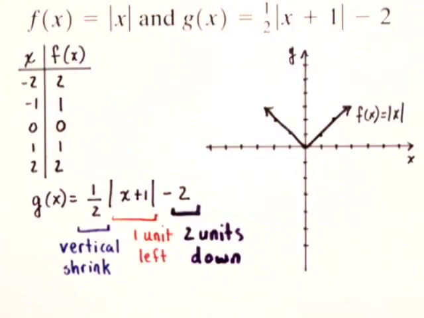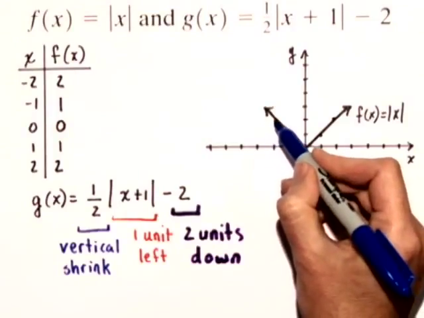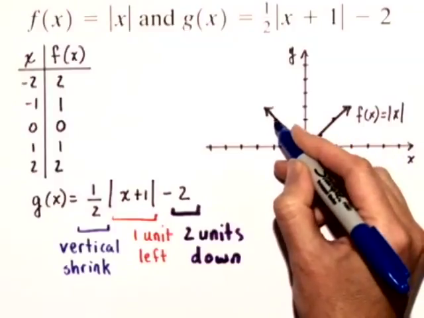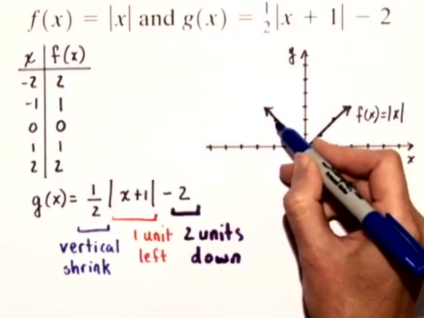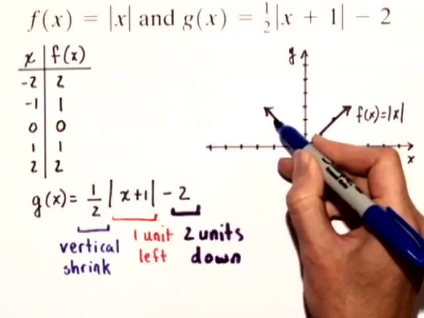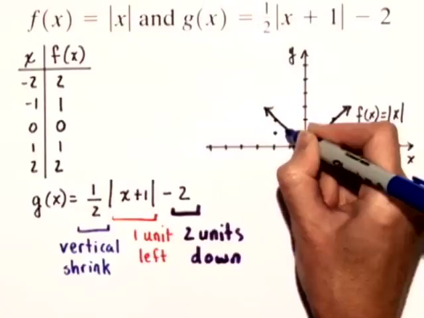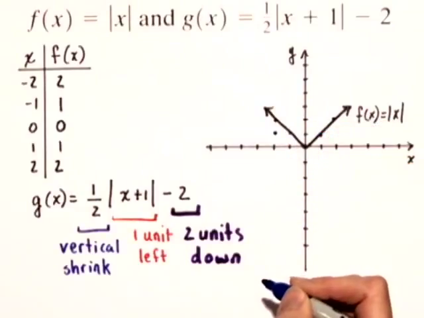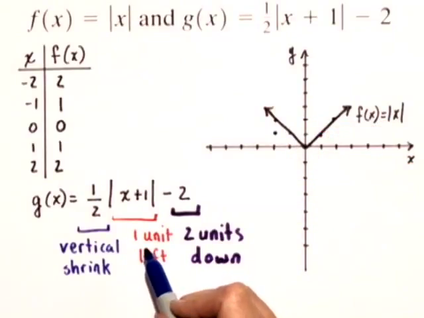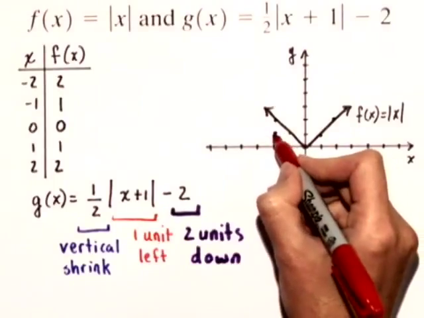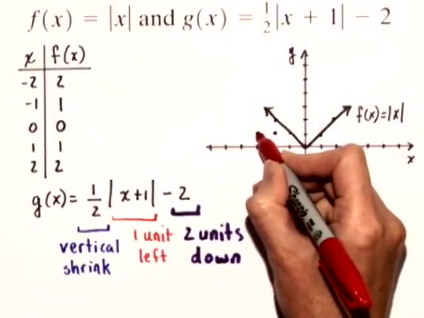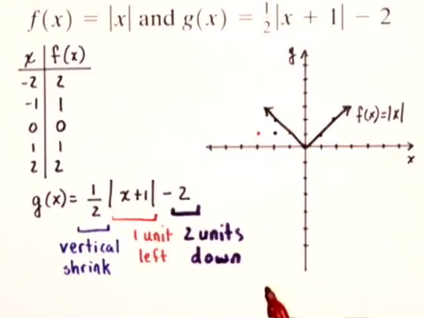Now I'm going to take each of these 5 points and do the transformation on them in a color-coded way. So let's start with this point over here. -2, 2 was our original point. I'm going to do a vertical shrink. So instead of -2, 2, it's going to go to -2, 1. See, the y coordinate is only half as large. Now I have a shift in the horizontal direction, 1 unit left. So I'm going to take this blue point and move it 1 unit left. There it is in red.